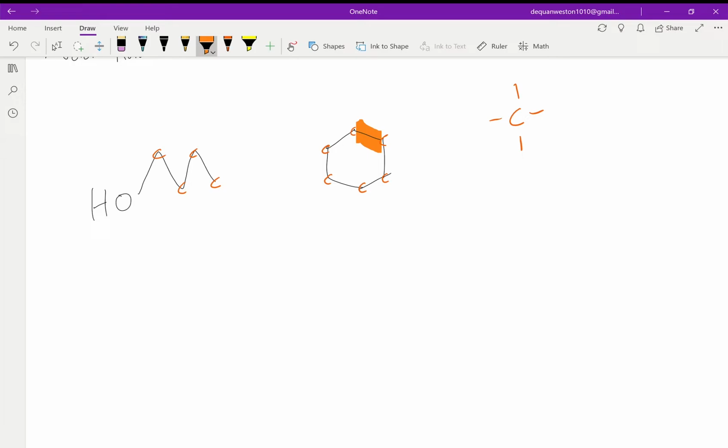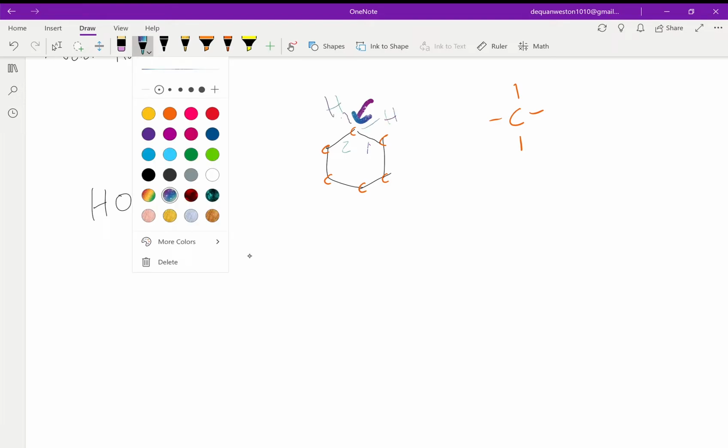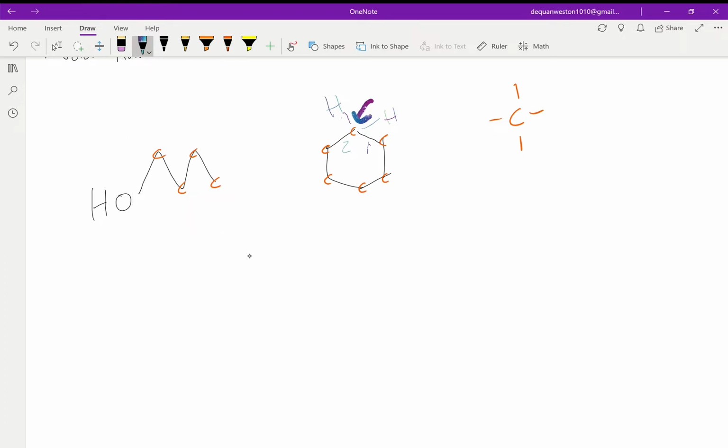That's a bad color. Let me do a different one. All right. So this carbon right here has 1, 2. So we know it needs 2 more. So right there and right there. Okay, and we can go through this whole ring. We'll do this carbon right here. It has 1, 2. We know it needs 3, 4.